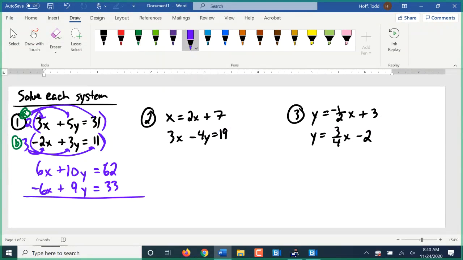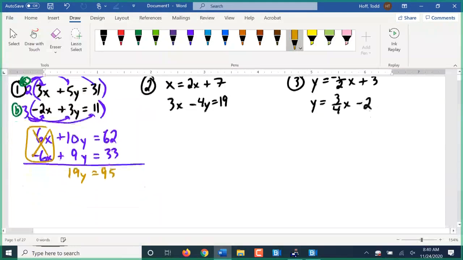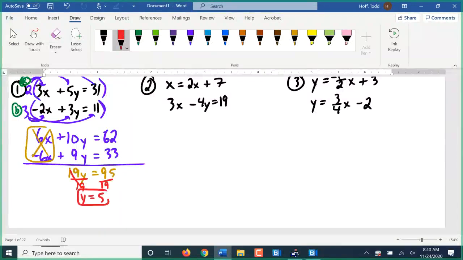Now, if we add our equations, we see that the x variable is eliminated. 6x plus negative 6x is 0x, so x is gone. 10y plus 9y is 19y equals 62 plus 33, which is 95. And now we just divide by 19 and get y equals 5. Now we have to find x. We can put y equals 5 back into either equation that we started with. I'm going to put it in the top one because there are no negatives there.